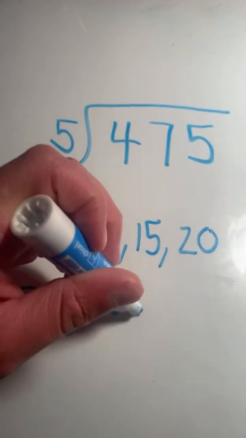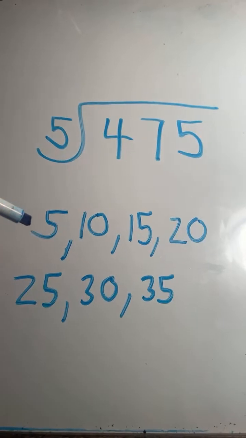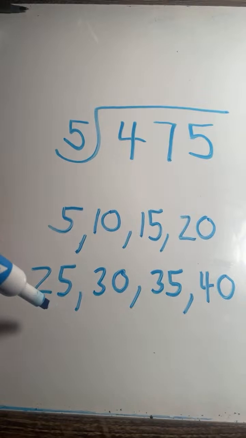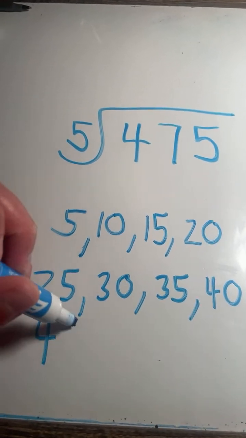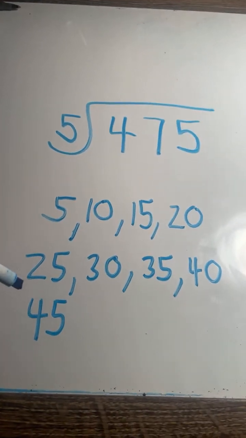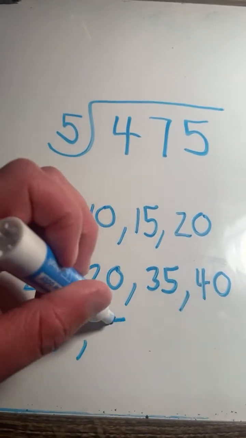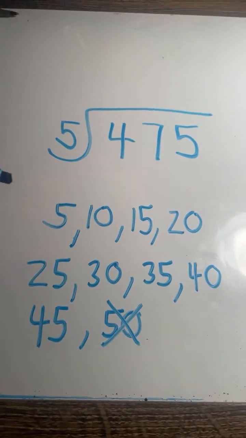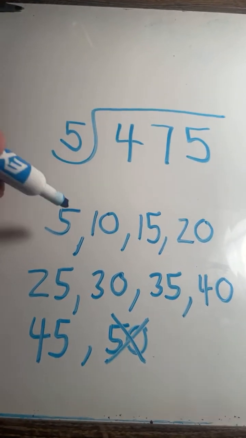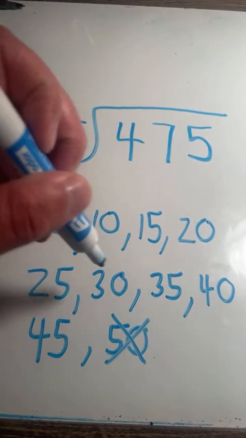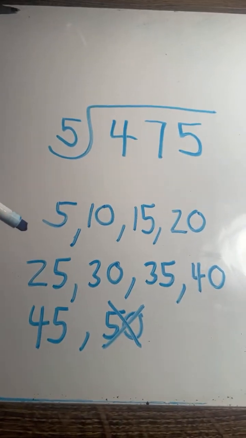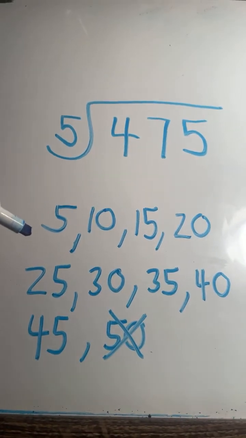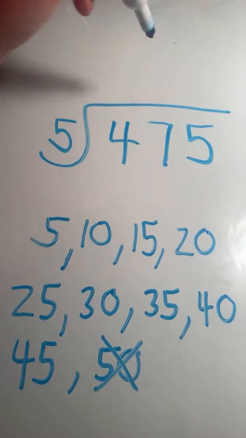30. 6 groups. 35. 7 groups of 5. 40. We're at 8 groups of 5. 45, we're now at 9 groups of 5. Now, if I count by 5 again, I'll be at 50, and 50 is too far. 50 would pass 47. But I was able to get 1, 2, 3, 4, 5, 6, 7, 8, 9 groups of 5 within 47. So 47 divided by 5 equals 9.